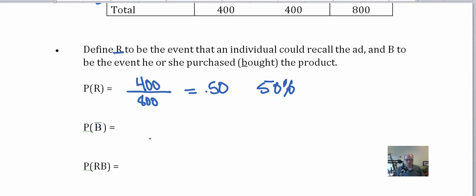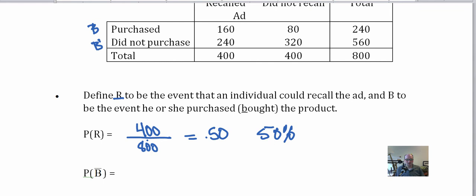B bar is the same thing as B prime. So what's the probability that someone did not purchase? I could do 1 minus the probability that someone did purchase, but it's not any harder as far as the numbers here. I could just ask how many people did not purchase? 560 people did not purchase. That's my numerator. Out of how many total? 800 total. So that equals 30%. Did I do this right?